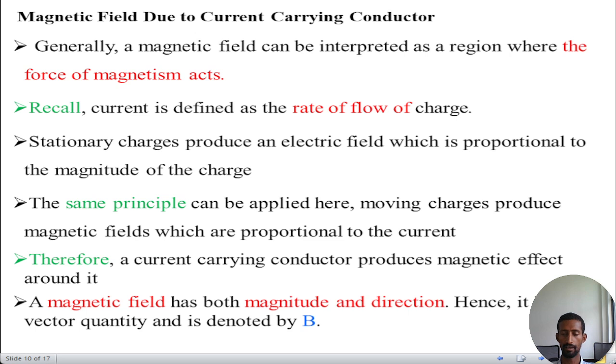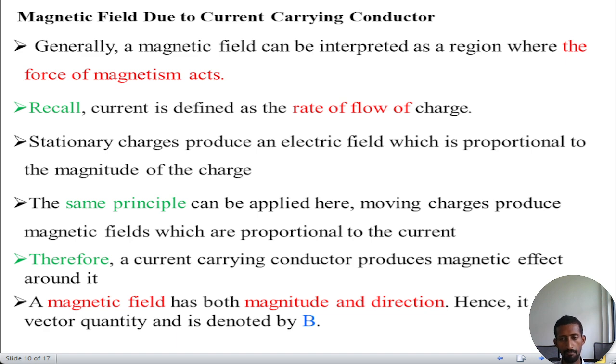I recall that current is defined as the rate of flow of charge. The stationary charges produce an electric field which is proportional to the magnitude of the charge. As you remember from Coulomb's law, stationary charges, especially electrostatic charges, produce an electric field which is proportional to the magnitude of the charge. As Coulomb's law states, the force is directly proportional to the product of their magnitudes and inversely proportional to the square of the separation distance.